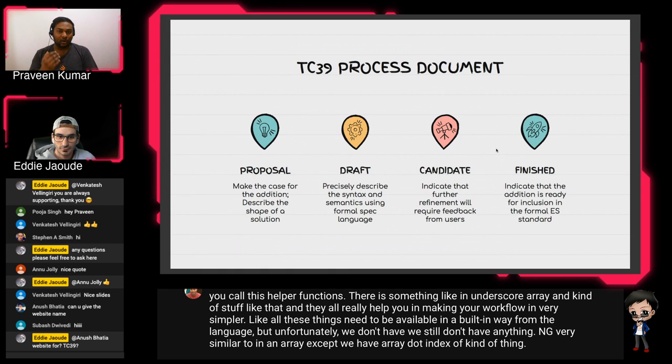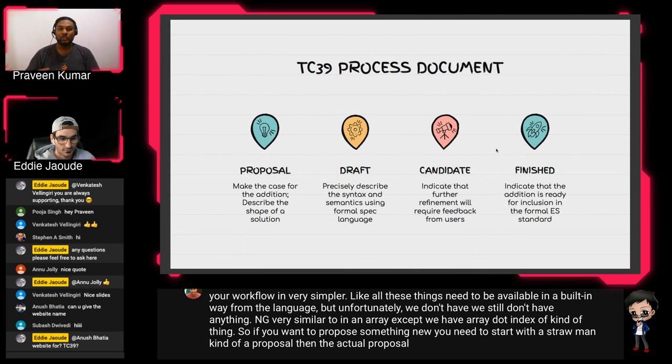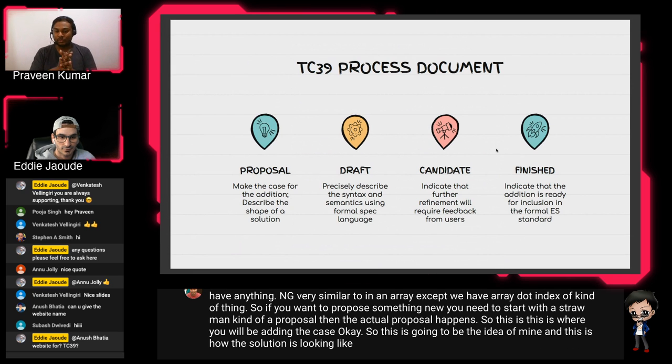So if you want to propose something new, you need to start with a strawman kind of proposal. Then the actual proposal happens. This is where you will be adding the case. Okay, this is the idea of mine, and this is what the solution looks like, and this is what is going to be achieved, or something like that.